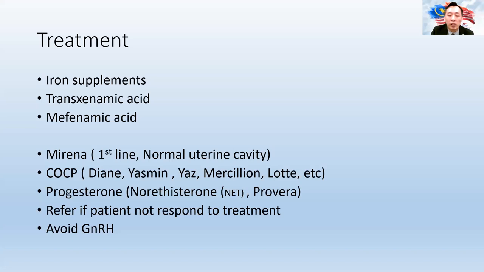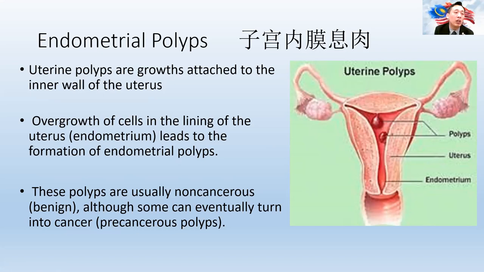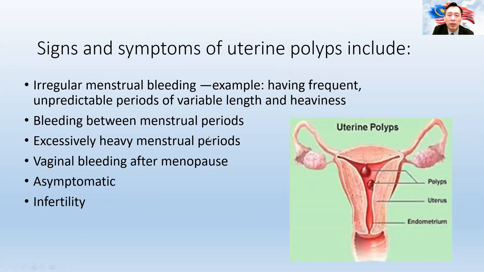Endometrial polyps are actually excessive growth of your endometrial tissue. Uterine polyps are growths that attach to the inner wall of the uterus, an overgrowth of the cell lining of the uterus, leading to formation of polyps. Most of the time, the polyp is not cancerous. However, some of them, a minority, will turn into cancer. Signs and symptoms of uterine polyp: irregular menstruation, intermenstrual bleeding. The menstruation is slightly prolonged and heavy, and can be excessive menstruation, or vaginal bleeding after menopause. Most of the time, it's asymptomatic.